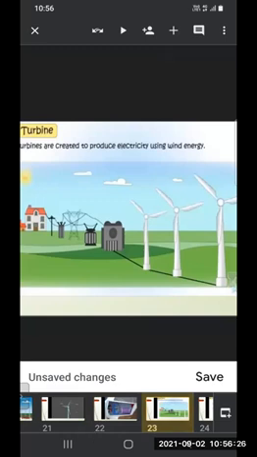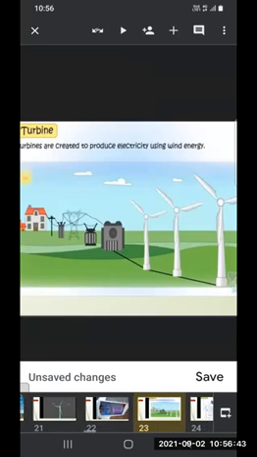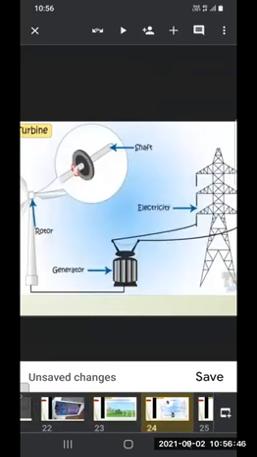Turbines are created to produce electricity using wind energy. Okay. Types of turbines we had seen yesterday. So the rotor consists of a shaft. It is rotating and the energy is stored in the generator and then converted into electrical energy.